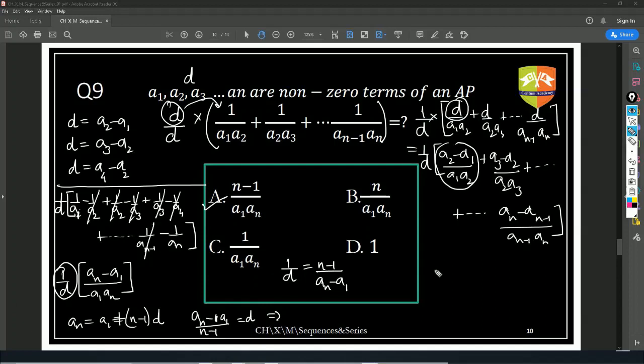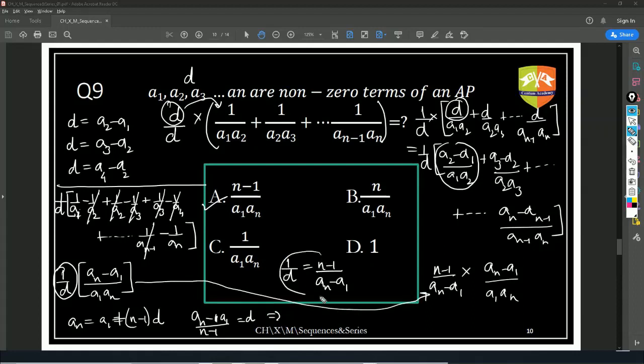Now put this at this location. So what will you get? You will get (n minus 1) by (a_n minus a_1) into (a_n minus a_1) by a_1 a_n. I just replaced 1 by d by this relationship, so this will go, and we get (n minus 1) by a_1 a_n. Did you get it?